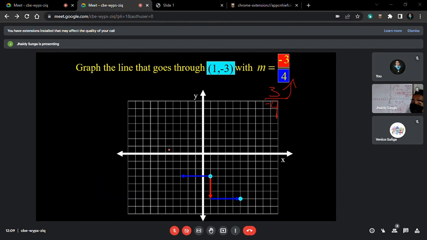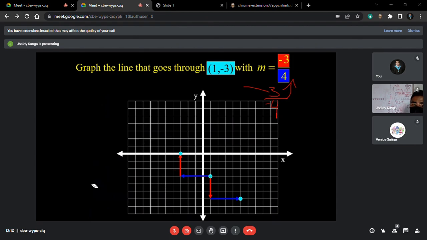Always remember, in the slope we have rise over run. So if we have run, we depend on the x-intercept, the x-axis. Alright, so if we have run, we are going to run positive or negative? Negative. So we will be running to the left side. So if we run left side, 1, 2, 3, 4. Then we go up because it's positive. So we go up 3 times. 1, 2, 3. Alright, so your point will be up in here and there you go.